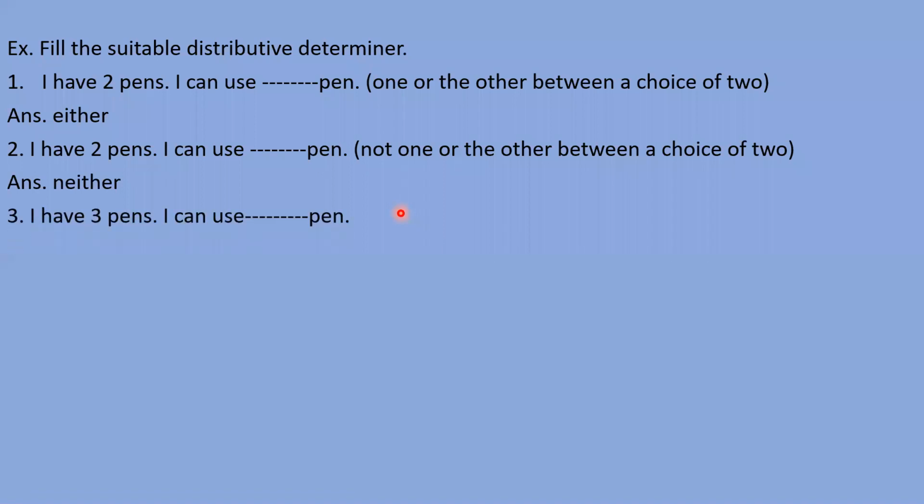Second: I have three pens. I can use dash pen. So now please tell me which word will come. I have 3 pens. I can use what? Either, neither, or anyone else? What word will come here? Please tell me. Kanishka, you please tell me. Sir, please repeat the sentence. I have 3 pens. I can use dash pen.